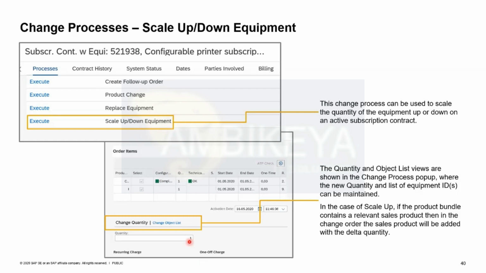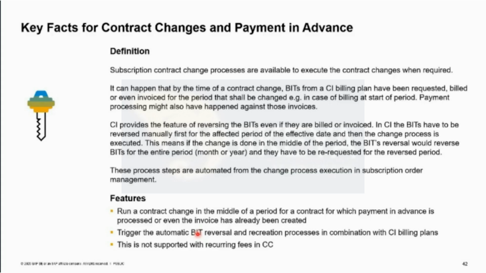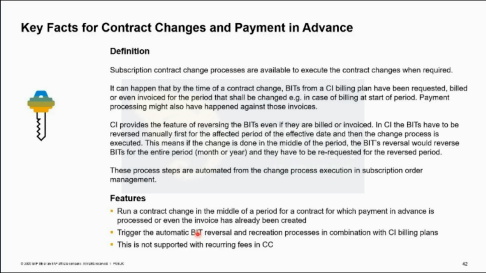It's very similar to quantity change process, but in this case, there will be an additional assignment block called change object list, where you can remove whatever devices you don't need and add whichever is new. So that is about the device as a service.